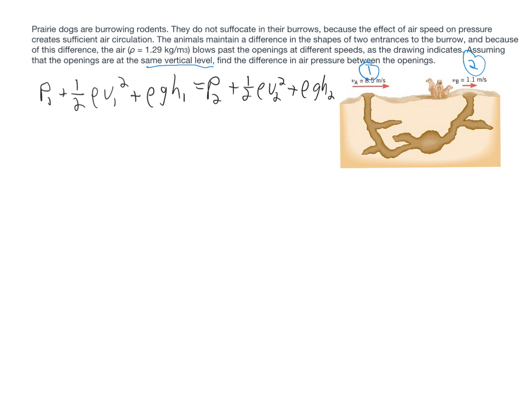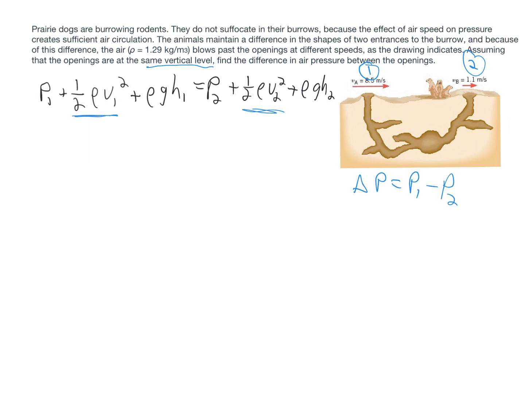So in both cases, we have a velocity, so there's going to be this kinetic energy per unit volume term, and then we're asked to find the pressure difference. So if we think about the pressure difference between those two, I think of delta P as being equal to P1 minus P2, or P2 minus P1, but I know that the pressure at point 1 is going to be the larger, so to get a positive value for my pressure difference, I'm going to look at P2 minus P1.